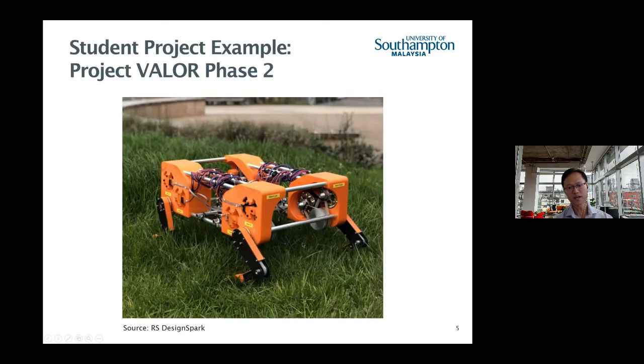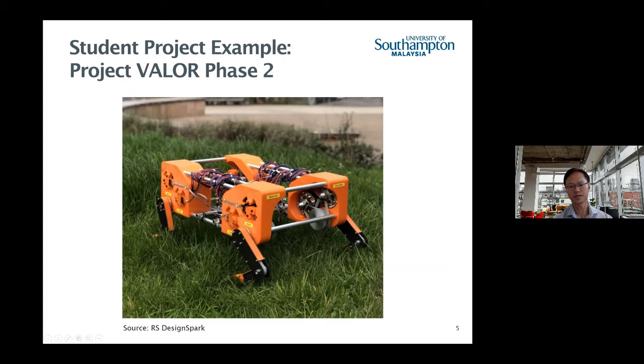Now, coming to Southampton. At the University of Southampton, our students actually get to design robots that look a lot like the commercial robots that you see in the previous slide. So this is an actual student project. It is done by master's level students. So this is equivalent to year 4 of the Master of Engineering program.